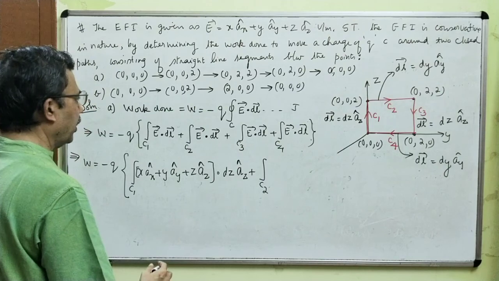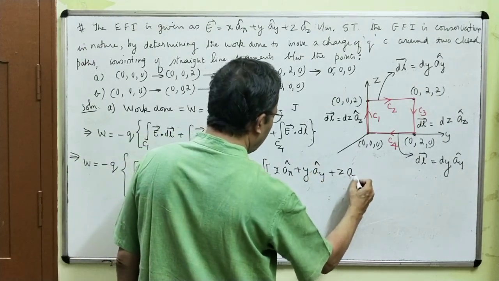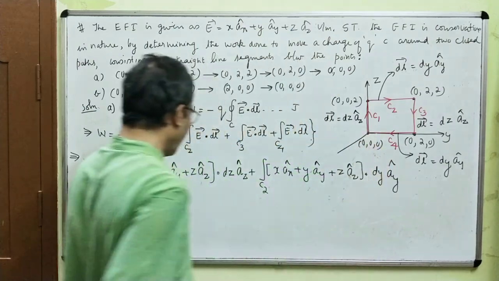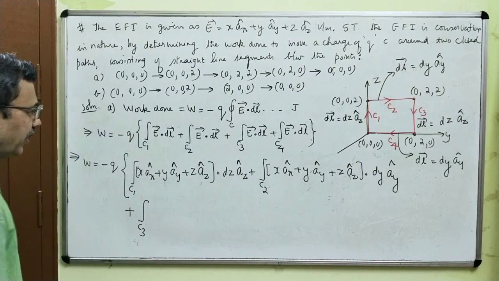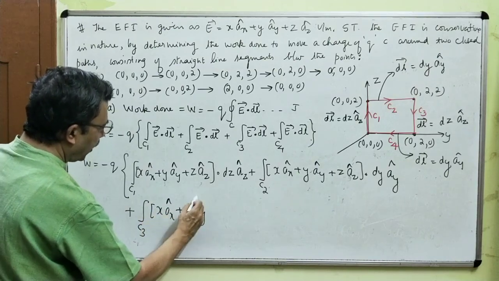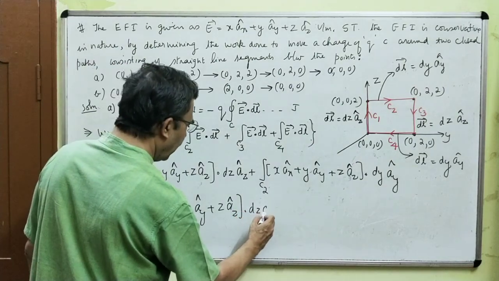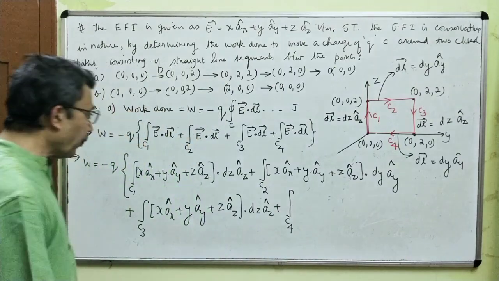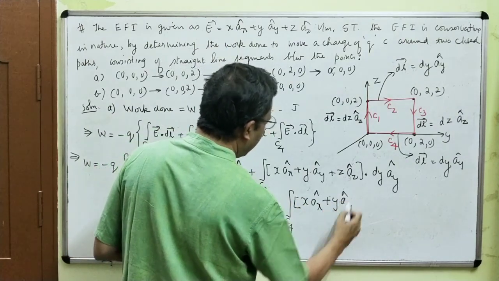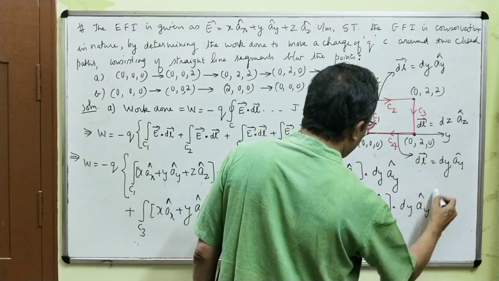plus contour integral C2. What is vector E? Again it is x into ax cap plus y into ay cap plus z into az cap dot. For path C2, vector dl is dy into ay cap, plus contour integral C3. I am evaluating this integral. Vector E is x into ax cap plus y into ay cap plus z into az cap dot. For path C3, vector dl is dz into az cap, plus contour integral C4. Vector E is given over here, x into ax cap plus y into ay cap plus z into az cap dot. For path C4, vector dl is dy into ay cap.